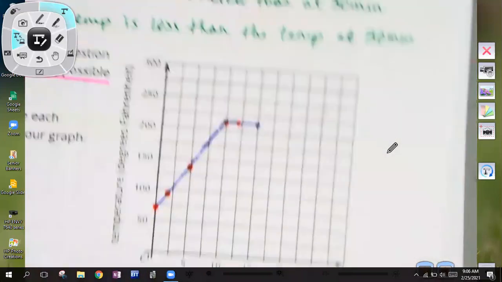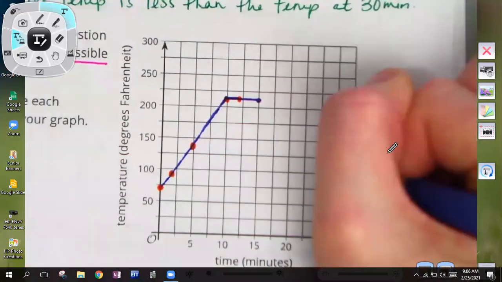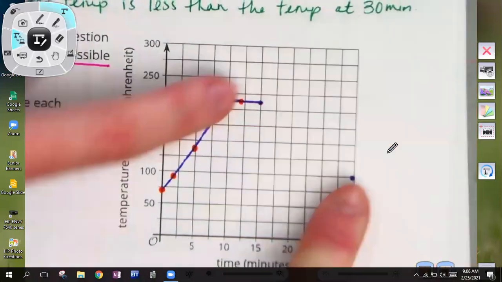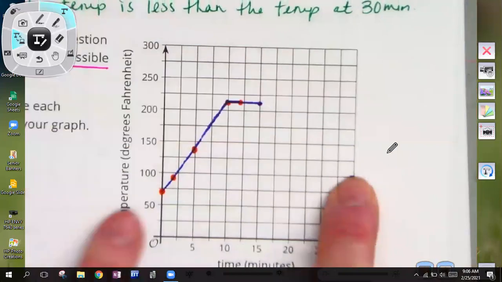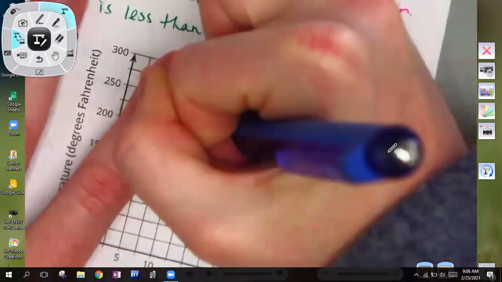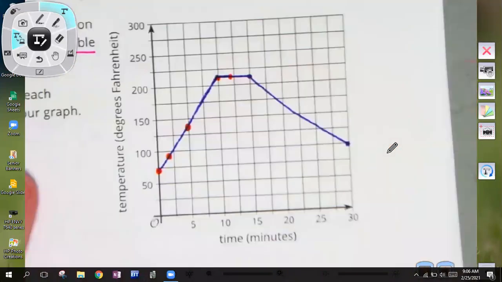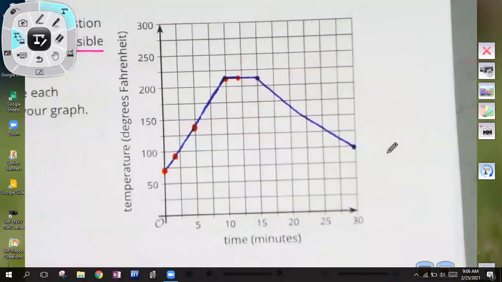Okay, so what do we want the temperature to be at 30 minutes? I'm just gonna make it 100, because it's less than this point, but it's greater than this point. So did we make both statements true? Yeah. Good, okay, so now we just have to connect these two. Boom. We're done.